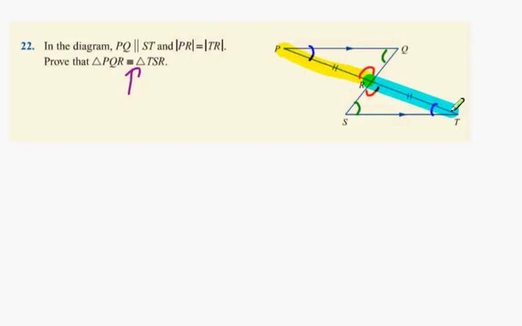The blue angle, which is QPR, is the same as RTS. The red angles are the same. The angle SRT equals PRQ. The length P to R is the same length as R to T. ASA, they are identical triangles. Okay, guys.